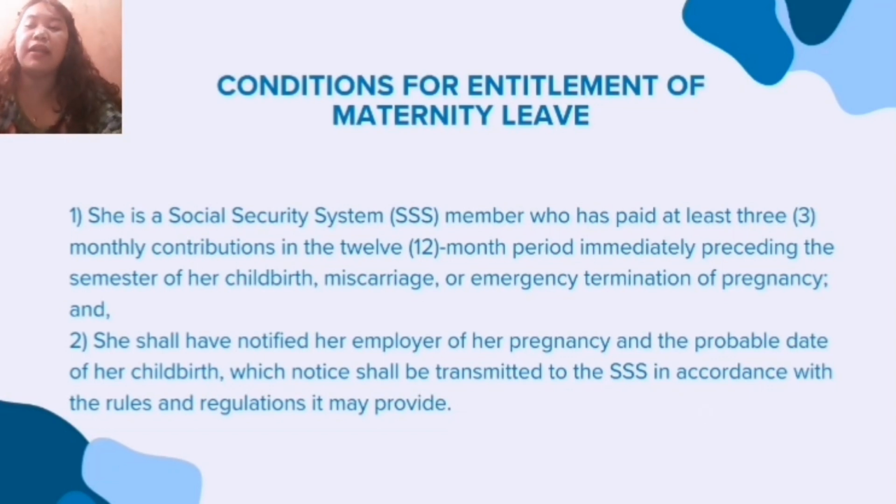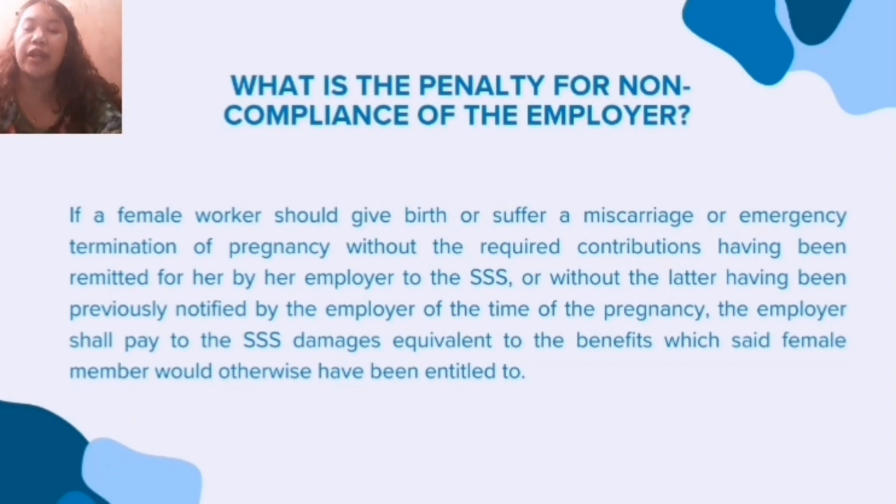So what is the penalty for non-compliance of the employers? If a female worker gives birth or suffers a miscarriage or emergency termination without the required contributions having been remitted for her by her employer to the SSS, or without the latter having been previously notified by the employer of the time of the pregnancy, the employer shall pay to the SSS damages equivalent to the benefit which said female member would otherwise have been entitled to.